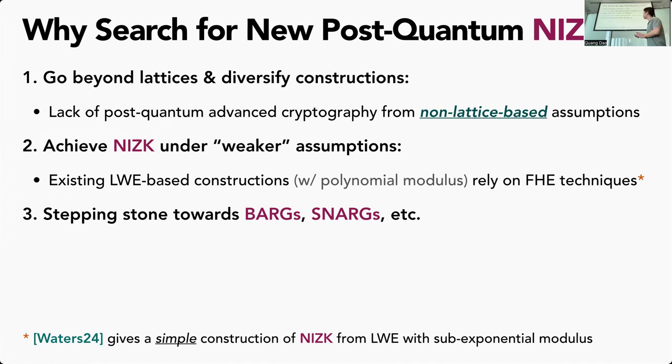Okay. And finally, beyond NIZK, there are these other proof primitives that actually care about succinctness, as you said, more than just zero knowledge. These primitives are batch arguments or BARGs, or succinct non-interactive arguments, and so on. These primitives actually turn out to be more difficult to construct than NIZK. And so the hope is that if you want new constructions of these primitives, we should first start with NIZK and then try to build our way up to more advanced proof systems.